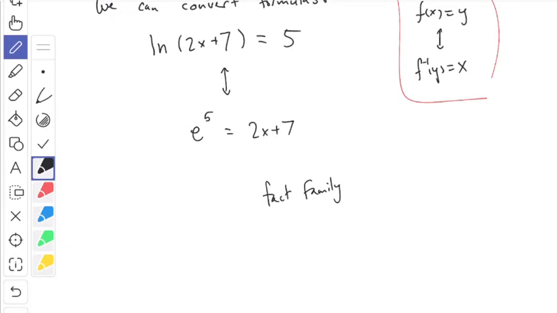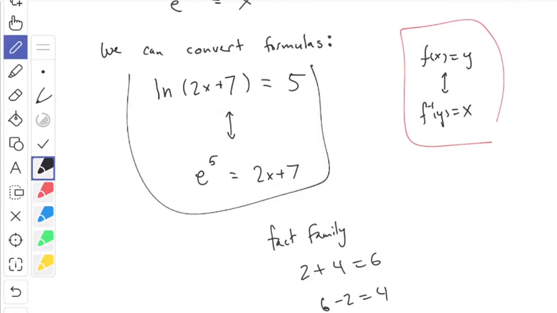A fact family is, she said, like if you say 2 plus 4 equals 6. That's the same as saying 6 minus 2 equals 4. Those are fact families because they mean the same thing. It's just written in a different way. Isn't that cute? Anyway, all this to say, this is a fact family. Those two things mean the same thing. It's just you writing some rearranged version of the same fact that both are expressing, because the log is the inverse of the e. All right?